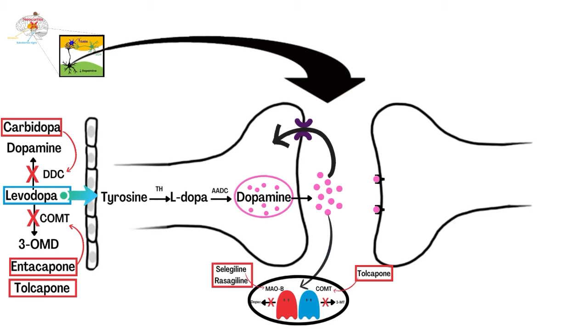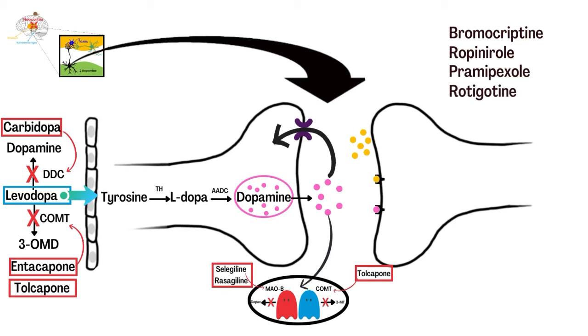With time, the number of dopamine-producing neurons decreases, and fewer cells are capable of making dopamine. Taking that into consideration, some drugs have been developed to mimic dopamine, and directly stimulate dopamine receptors in the brain. Drugs that belong to this class include Bromocriptine, Ropinirole, Pramipexole, Rotigotine, and Apomorphine.